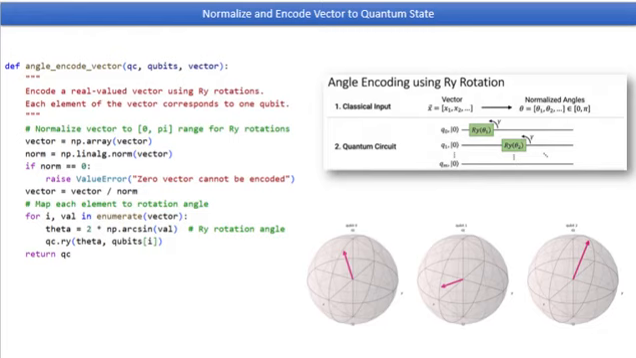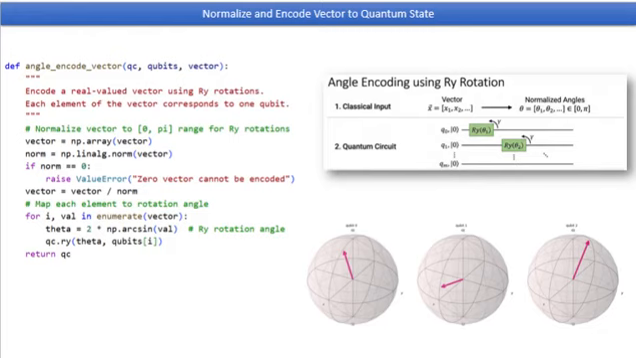simple but profound. Turn that classical vector into a quantum state. Here's how it works. First, we normalize the vector. Why? Because quantum states must be normalized. It's a fundamental rule of quantum mechanics. If the vector is 0, we throw a warning because you simply cannot encode a zero magnitude vector as a quantum state.